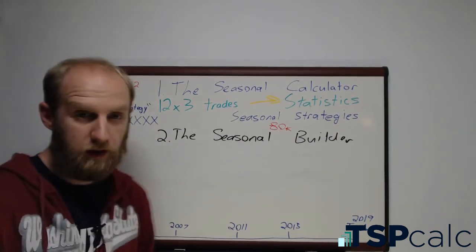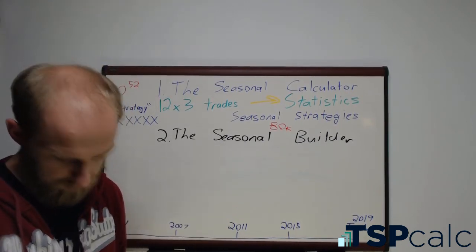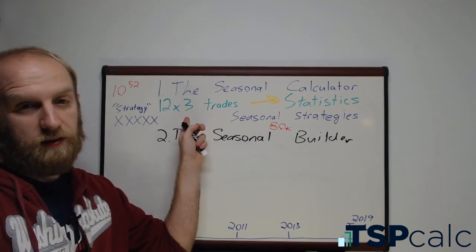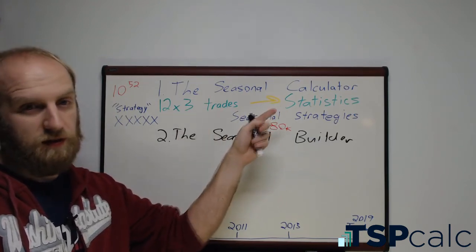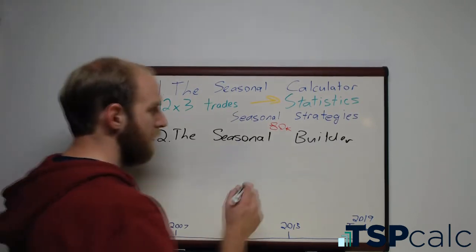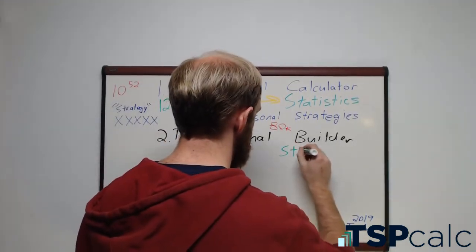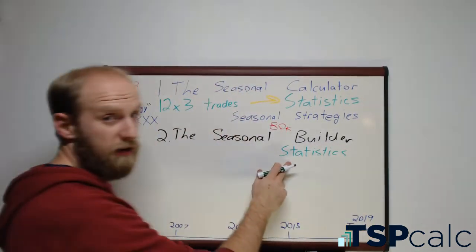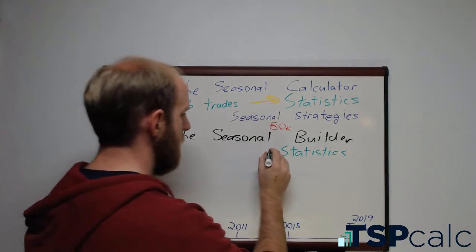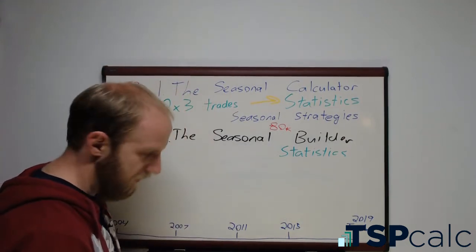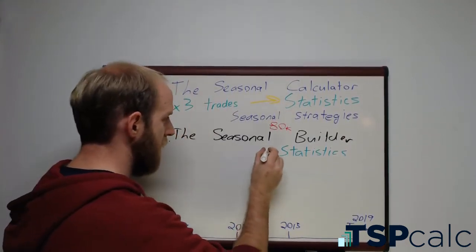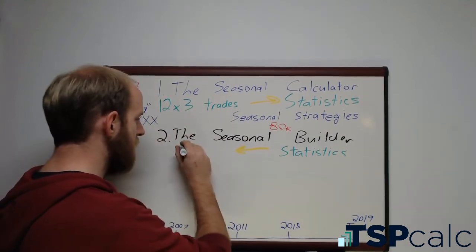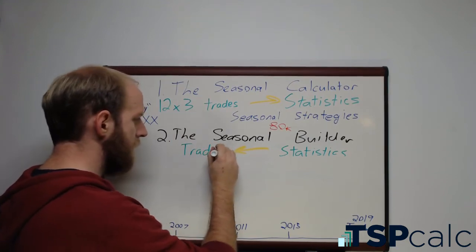So the seasonal builder works in the opposite direction, okay? So the seasonal calculator, you input the trades that you're guessing and it tells you what the resulting statistics would have been, right? The seasonal builder works in the opposite direction. So you type in the statistics that you want. You say, I want the best possible April, and that works in reverse and it tells you which trades to do. So you give it the statistics, it tells you the trades, right?